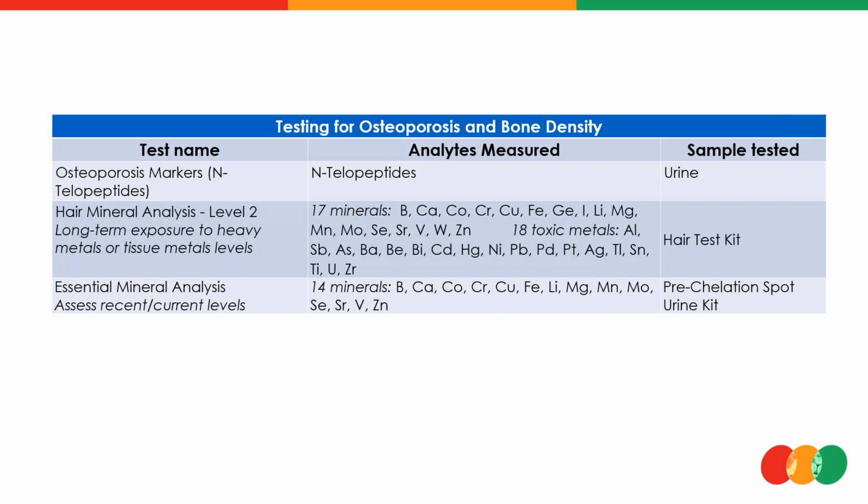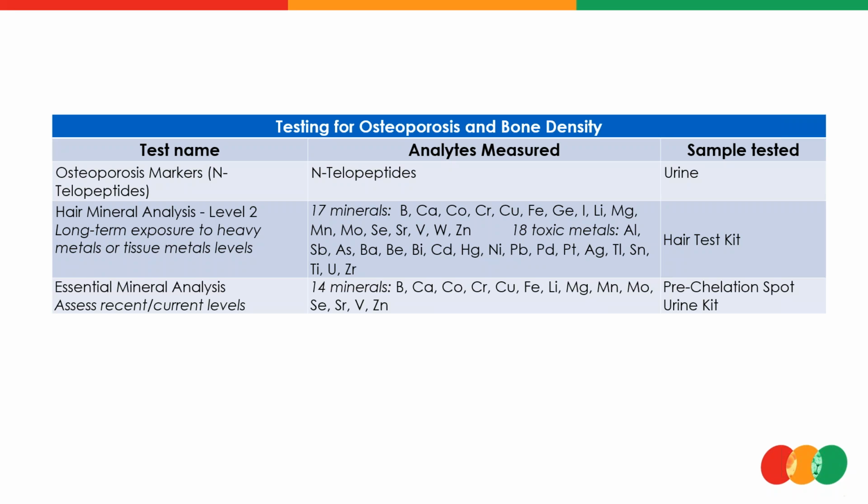To test for osteoporosis and bone density, of course, you can use the DEXA scan, which is fantastic. However, you can only use it occasionally because of the radiation involved. The DEXA scan is usually recommended every 2 to 3 years. Osteoporosis markers, known as telopeptides, become high when bone is resorbed quicker, or bone density is depleted. So this is a simple urine test.